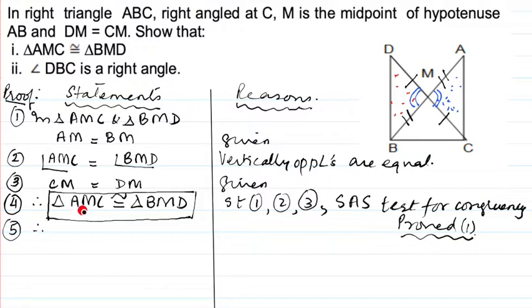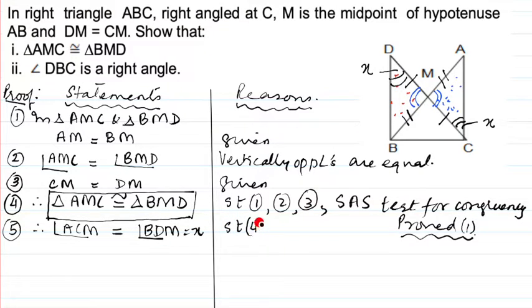Statement number 5, because these two triangles are congruent, therefore we will have angle this, which is opposite this double line, will be equal to the angle opposite this double line, which we'll call X, and this one we'll call X. So angle ACM is equal to angle BDM, that is equal to X, and this will be from statement 4, corresponding parts of congruent triangles are congruent.